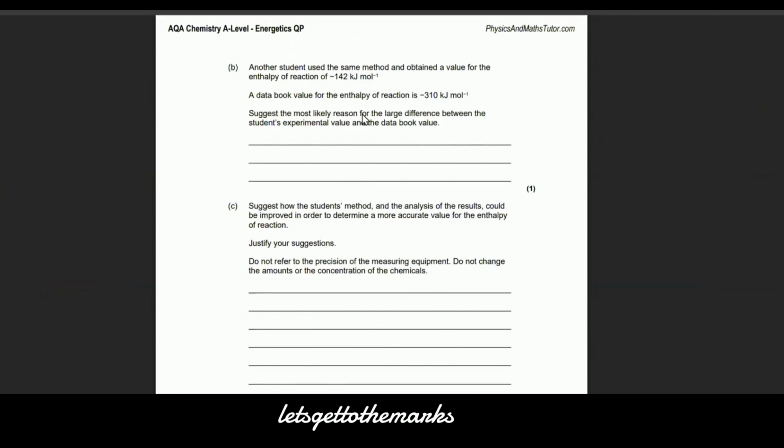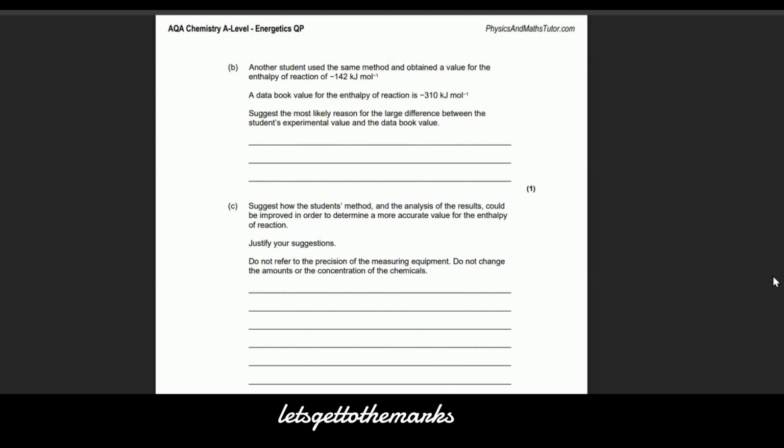Another student used the same method but got a different value, right? They got -142 kilojoule per mole to the -1. A data book value for the enthalpy of reaction is -310. So the actual real data book value is -310. Suggest the most likely reason for the large difference between the student's experimental value and the data book. So I'm imagining the reason there's a large difference is because we didn't use a polystyrene cup or there wasn't a lid or something like that.